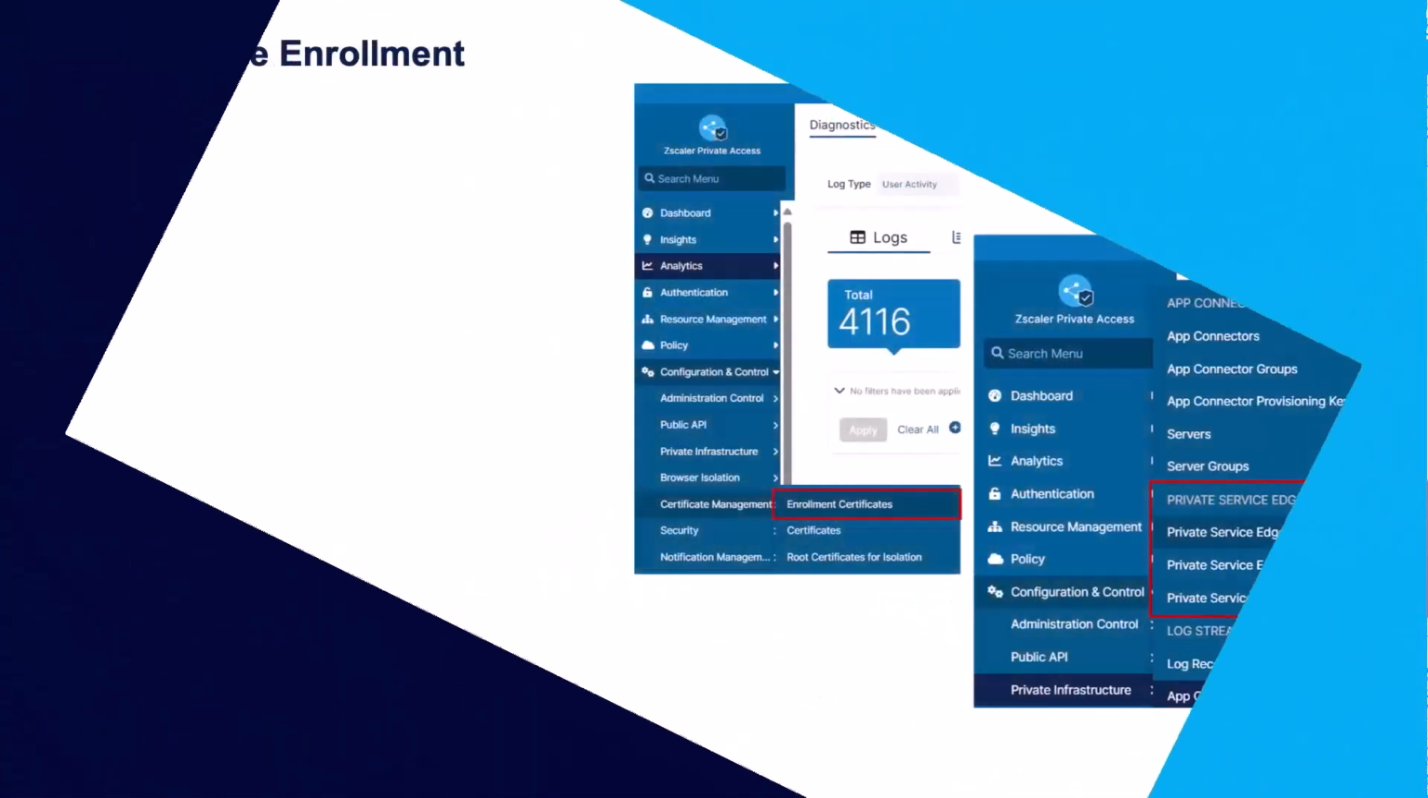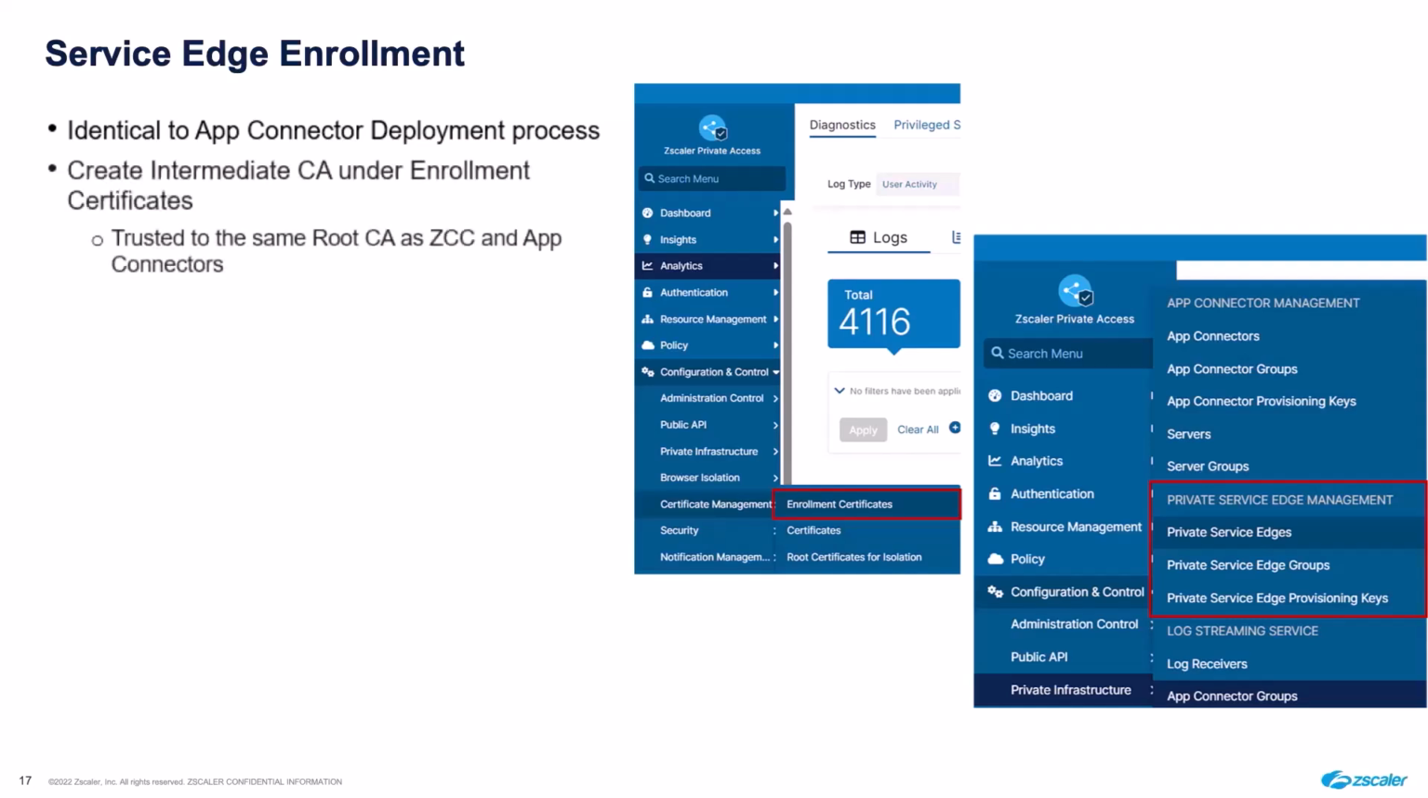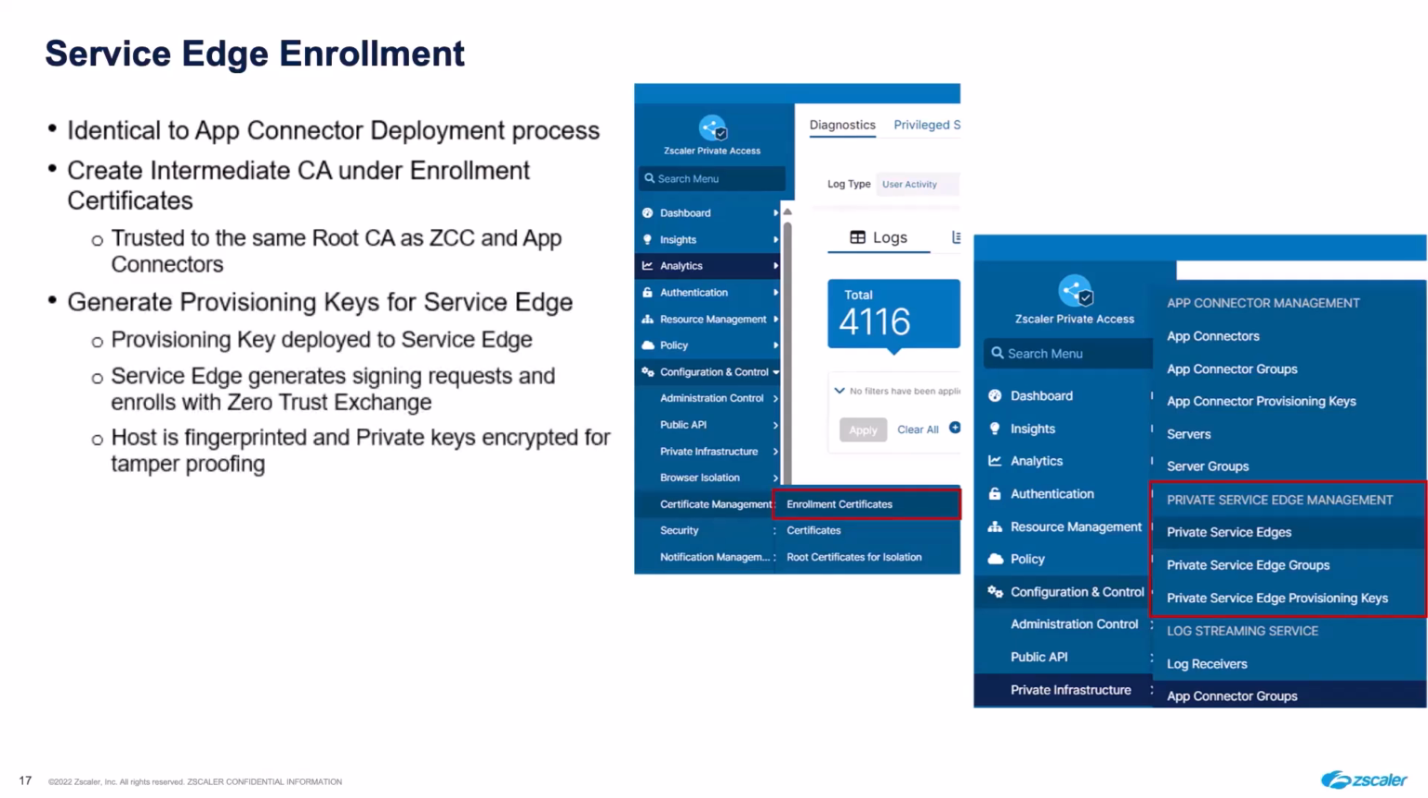So the deployment process for the service edge is almost identical to the way that we deploy app connectors. There'll be an intermediate certificate authority created under the enrollment certificates, which will be trusted to the same root certificate authority as the Zscaler client connector and the app connectors. So you need to create that if it doesn't already exist. Based on that intermediate certificate authority, you're going to generate a provisioning key for the private service edge. You take that provisioning key and you load it on the private service edge, and the service edge will then use that provisioning key to generate the certificate signing requests and be able to enroll with the Zero Trust Exchange.